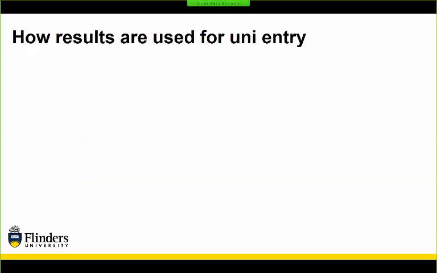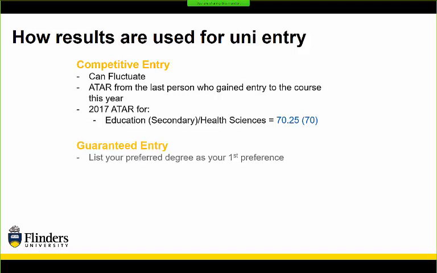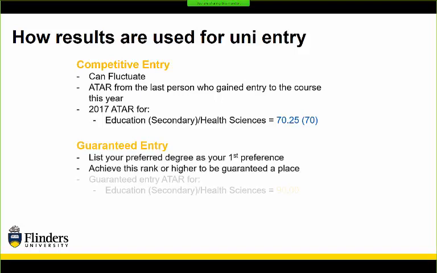Okay, to give you some background information: how results are used for uni entry. You may have seen on the website and also in our course brochures that we tend to have two entry scores available for you to look at. We have the competitive entry score, and then we also have a guaranteed entry score. With the competitive entry score, this one can fluctuate. You may have seen that the competitive entry score is quite often lower than the guaranteed entry score. Not always, just to confuse you a little bit, but more often than not, it is lower.